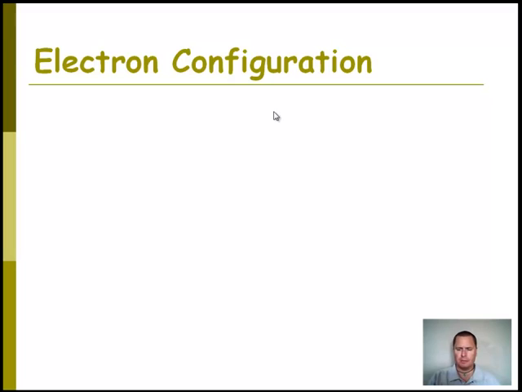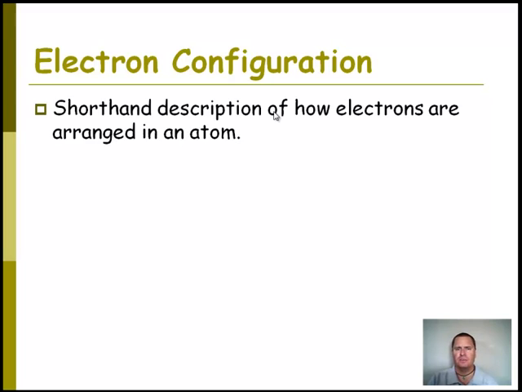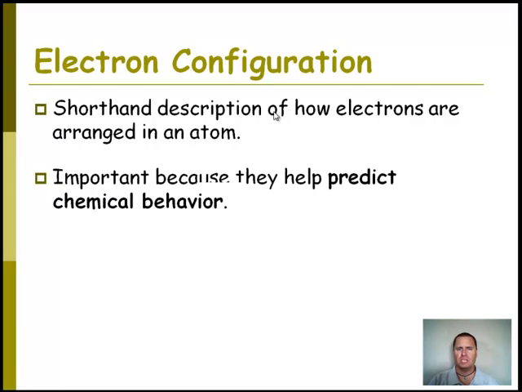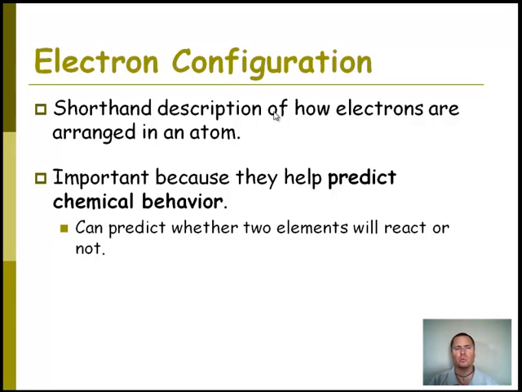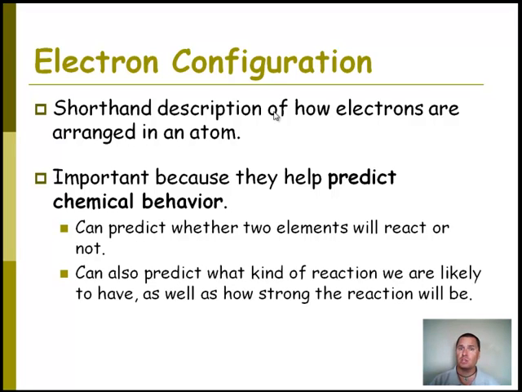When we start talking about electrons and the quantum mechanical model, what we're talking about is electron configuration. This is simply a shorthand description of how electrons are arranged in the atom. And this is really important because it can help predict the chemical behavior of a particular atom or element. It can predict whether two elements are going to react with each other or not. And if they do react, it can tell us what type of reaction they're going to have and how strong a reaction this will be. So this is going to be really important as we go on this semester and start talking about atoms and elements interacting with each other.